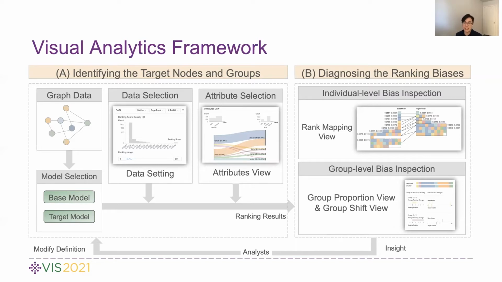In stage B, the analyst can then explore and inspect both individual level and group level bias. The framework also supports modifying the definition of fairness at any time during the analysis process. I will explain each stage in detail in the next few slides.